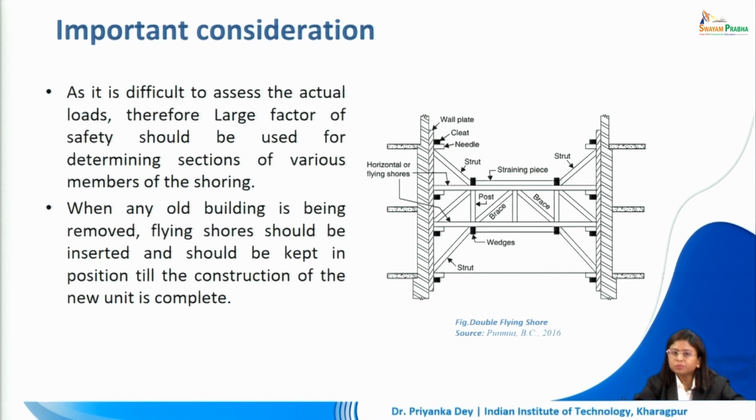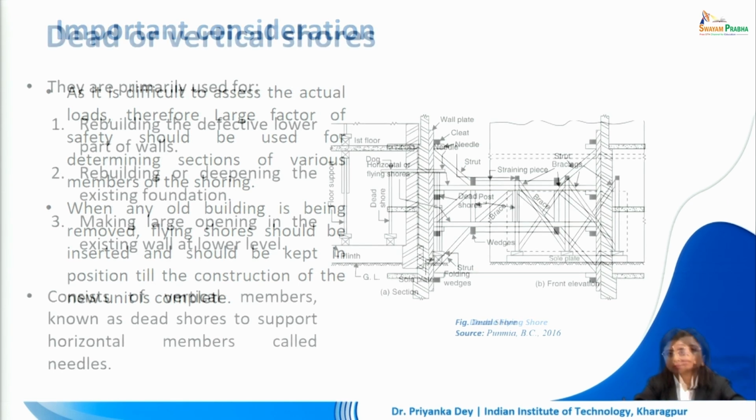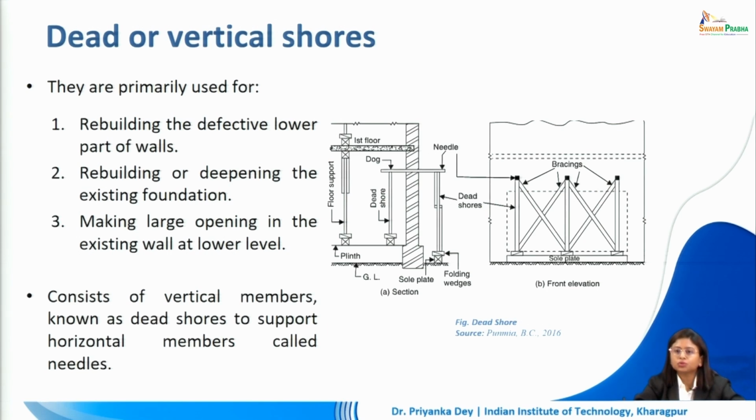When any old building is being removed, flying shores should be inserted and should be kept in position till the construction of the new unit is completed. So we will allow the building to first be made, to settle, and then we can remove these temporary supporting structures. The next type of shore is called the dead or vertical shores.